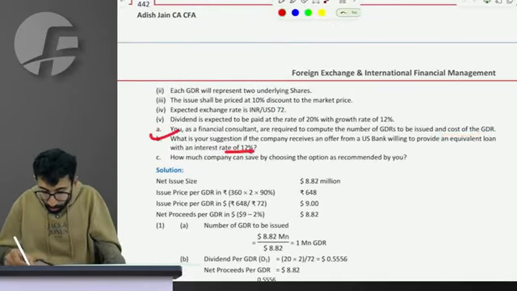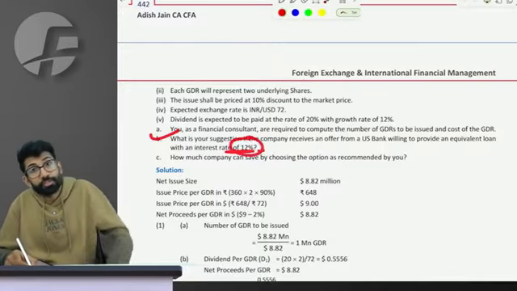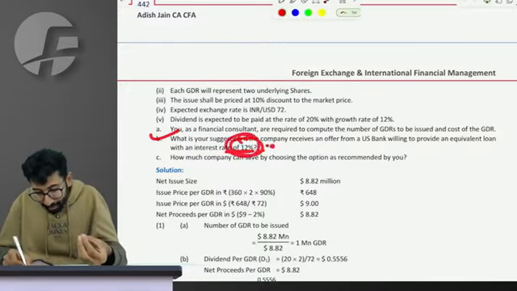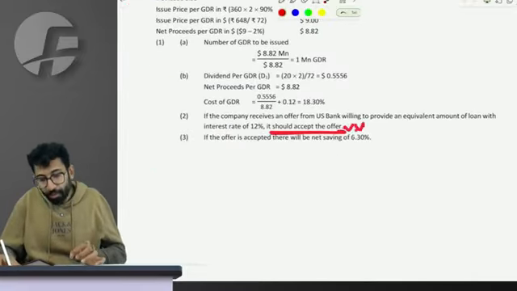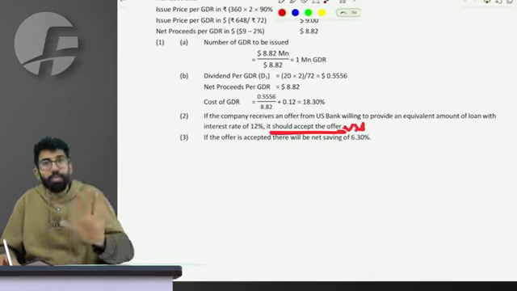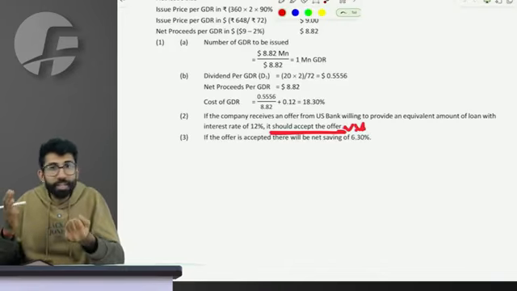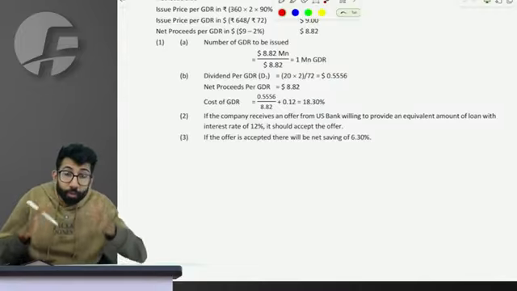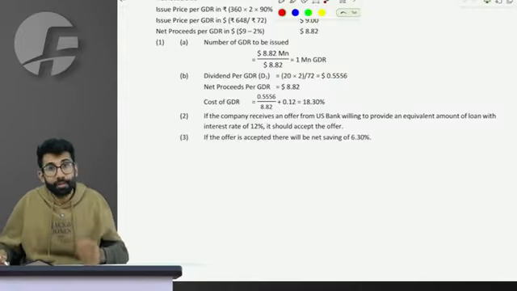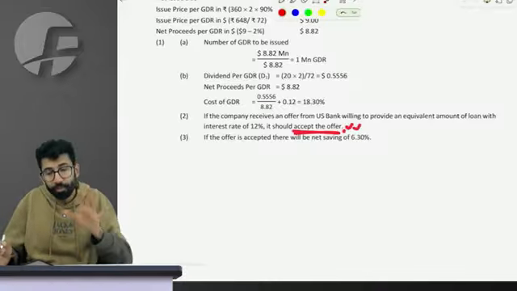Second part says the US bank is ready to give you a 12% loan rather than issuing the shares in the US market. Raise money from share at the rate of 12%. So should you accept the offer? We say we accept the offer. Practically not comparable, because one is raising money from equity which has no risk to me as a company, another is raising money from debt on which I'll have to compulsorily pay interest, which is risky. Despite ignoring the risk part, we say accept the offer.